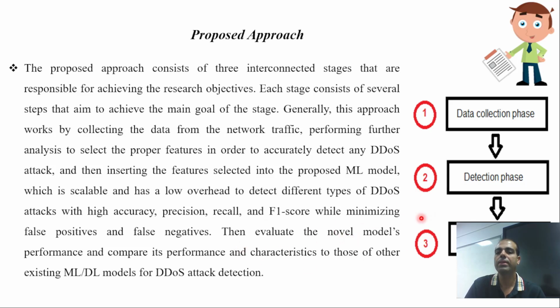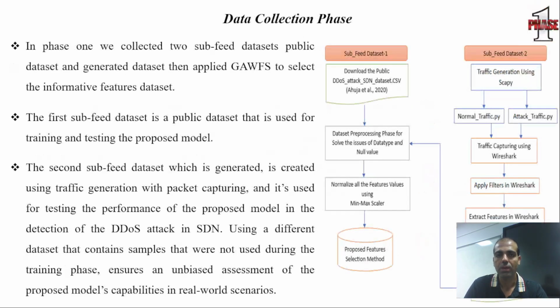Then evaluate the novel model performance and compare its performance and characteristics to other studies for DDoS attack detection. So as we said, the first stage was the data collection phase. In this phase, we collected two types of data. The first one was a public data set, and the second one is a generated data set. Both of these data sets are applied to our proposed feature selection, which was called GAWFS, to select the informative and relevant feature data set.